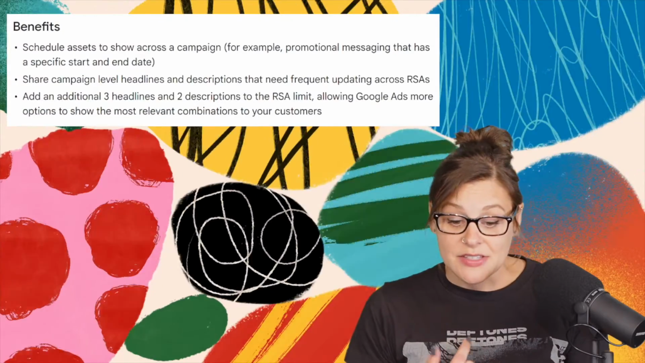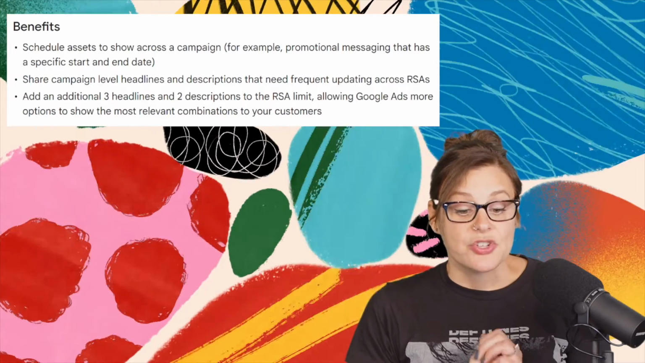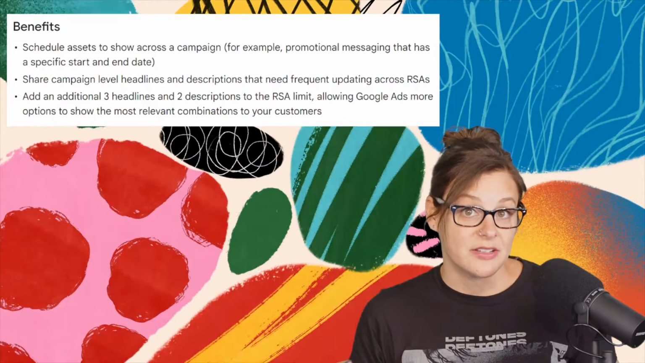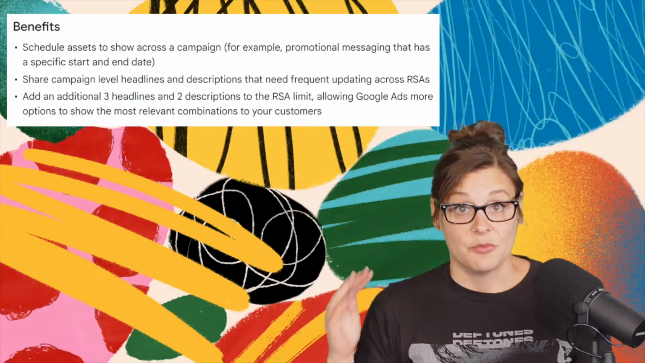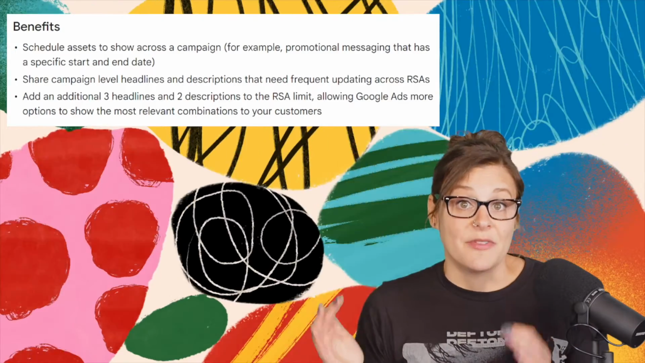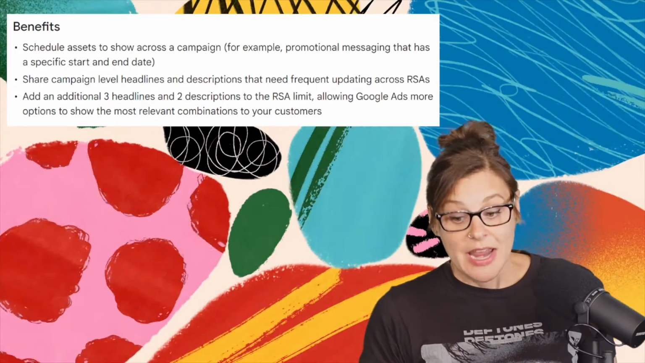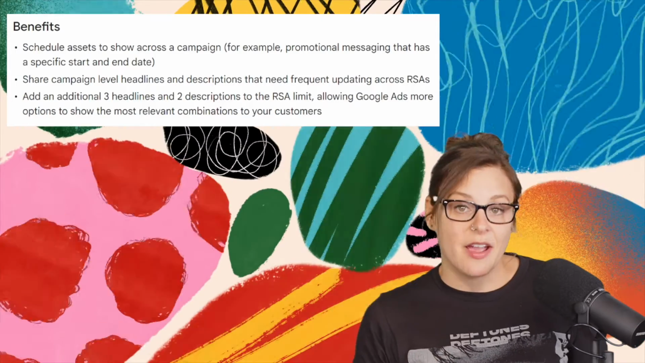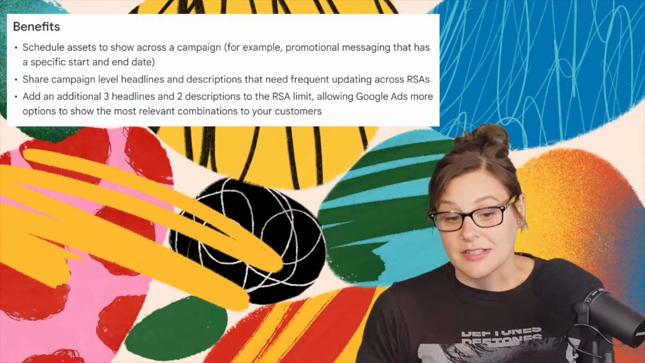Couple reasons you might want to use them, other than the fact that you just get that extra real estate on top of the RSAs that you already have. You can schedule these assets to show at a certain time across the campaign, which is great for promos and messaging that has a specific start and end date. You can share campaign level headlines and descriptions across that entire campaign. If you have messaging that you want everywhere, but it needs to be updated frequently, you only have to update it once instead of putting it at each individual ad and updating it multiple times. So really cool stuff there, making your life a lot easier on top of giving you the added benefit of extra headlines and descriptions on top of what you already have in your campaign. So it's really great for high-level branded messaging and things that you want to apply across your entire campaign on top of the more specific ad group level text that you have in your RSAs.